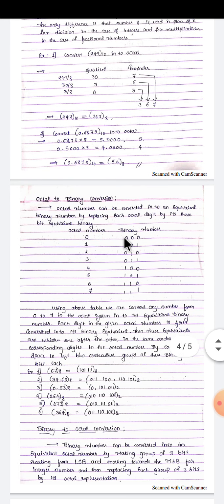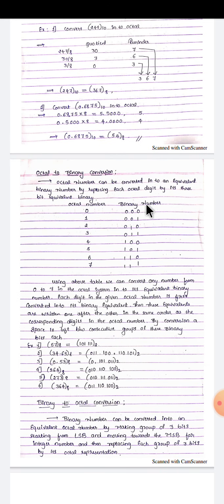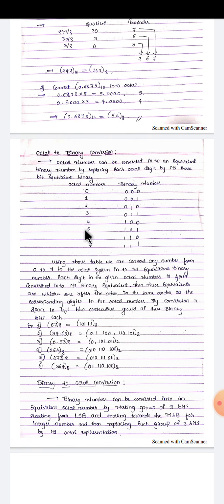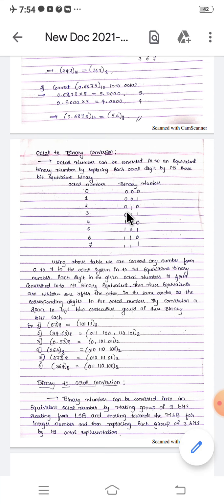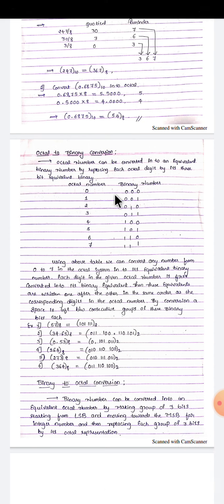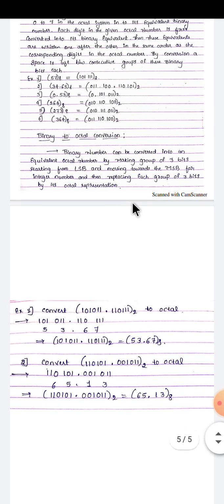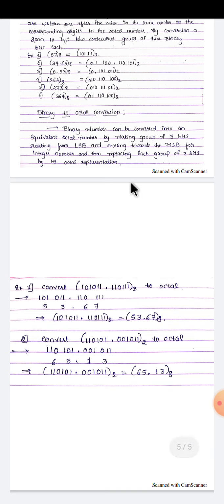Next, octal to binary. We know the table: 4 is 100, 1 is 001, 3 is 011. Now we write the corresponding binary number for whatever number is given, with base 2. Next, binary to octal: we convert the given binary numbers to the corresponding octal number with base 8. This is octal to binary, binary to octal, decimal to octal, and octal to decimal.